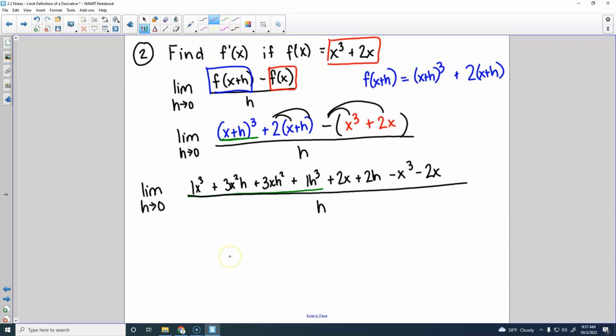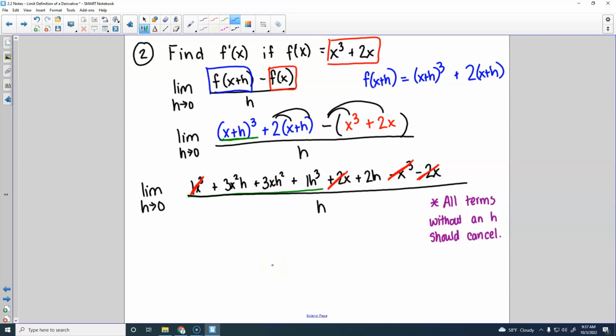All right, so what should happen on this step is anything without an h should cancel. If it doesn't, you've probably multiplied something wrong or plugged something in wrong. So I've got an x cubed right here. It cancels with this x cubed. I have a 2x right here. It cancels with this negative 2x. And so I'm going to write that as a little note over here: all terms without an h should cancel. Right? If they do not, then you have probably made a mistake somewhere.